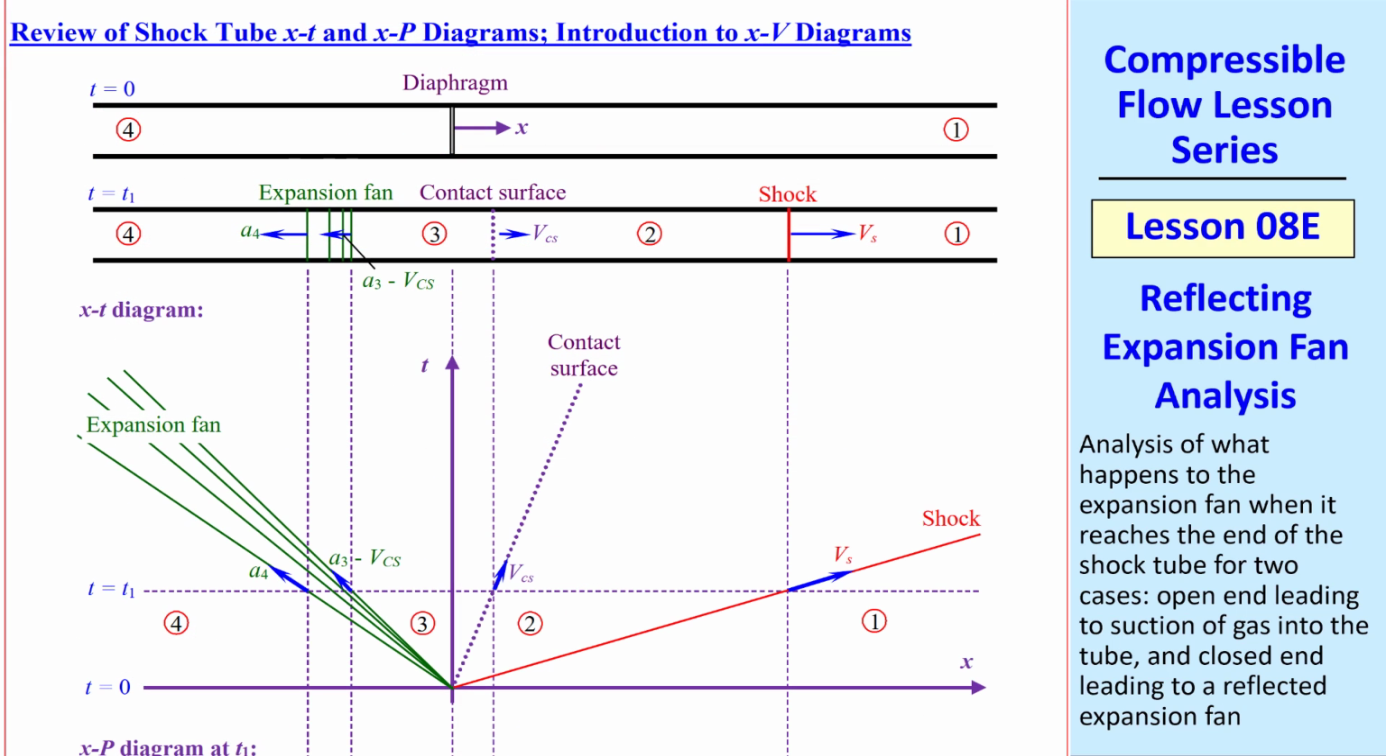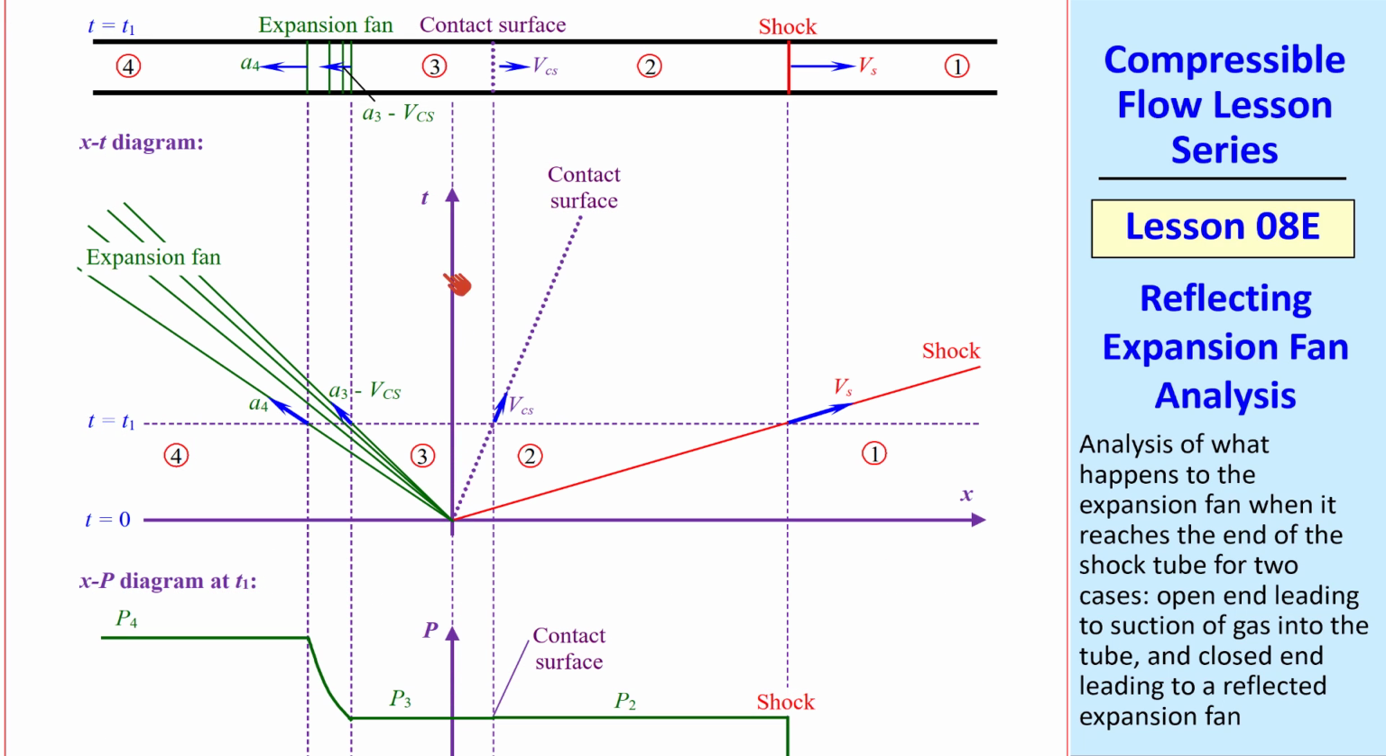Here's a quick review. The left side has a higher pressure than the right side, and when the diaphragm breaks at t equals 0, we get a contact surface that moves to the right at speed VCS. On the right side, this produces a shock, which we've discussed in detail. And on the left side, it produces an expansion fan, which is a series of sound waves, with the leading wave moving faster than the trailing wave. This is what the process looks like on an XT diagram. The contact surface moving this way and the expansion fan moving this way.